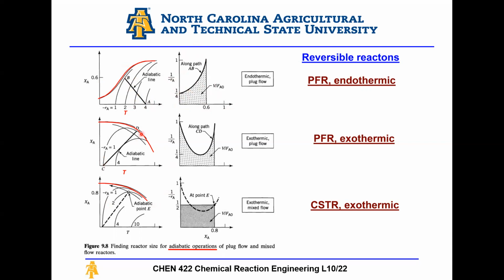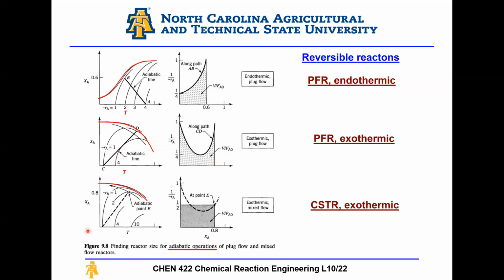Similarly here, I have an exothermic PFR, and my operating line is C to D. So I'll run my reactor initially at this temperature and this reaction rate, and I want my products to exit at this temperature and at this reaction rate. I draw my operating line, read all of my reaction rates versus conversion, plot -1/RA versus XA, and integrate the area under this curve to get the volume of the reactor.